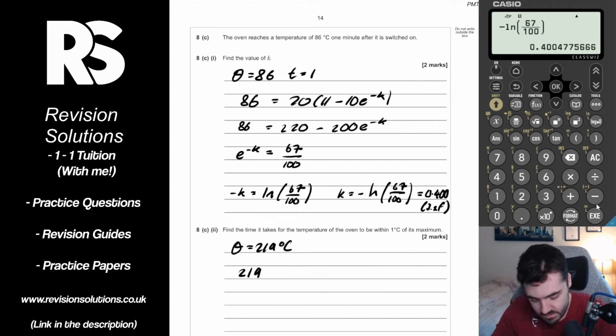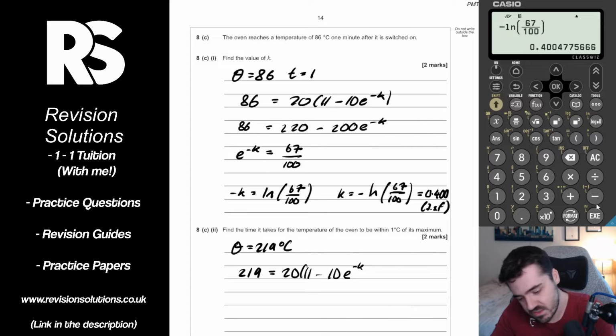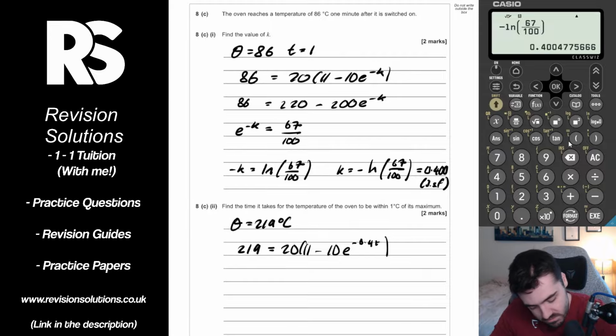So 219 would equal 20 times (11 minus 10 e to the minus... I was going to keep it as k, guys. I'll plug in our result for k. Actually, no, let's just use the 0.4. It's pretty accurate. So let's use that. Minus 0.4t. If you're worried at all, you can just store our value of k here, right, and plug in the full decimal expansion in your answer later, but I'm just going to use the 0.4, it's going to be fine.